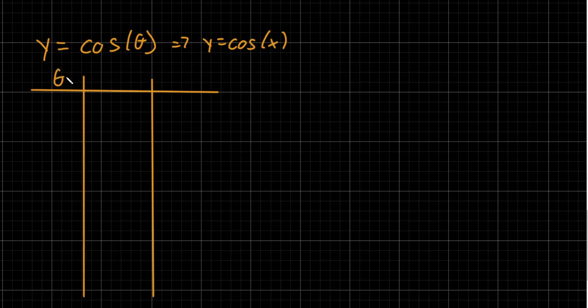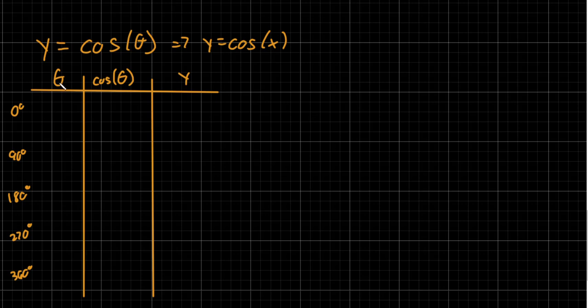Okay, so we have theta. We have cosine of theta. And we got y. Okay, let's pick our nice points only. So what are our nice thetas? 0 degrees, 90 degrees, 180 degrees, 270 degrees, and 360 degrees. Because those are all on our axis.